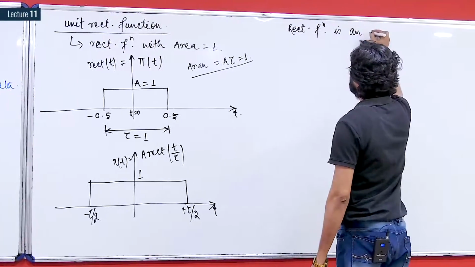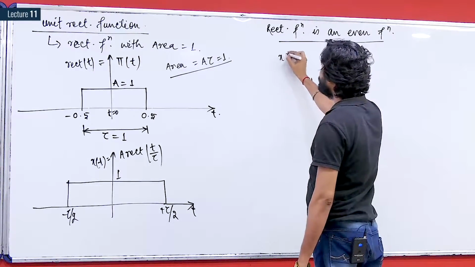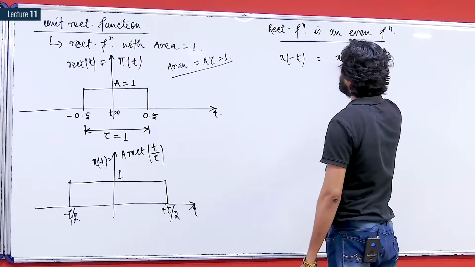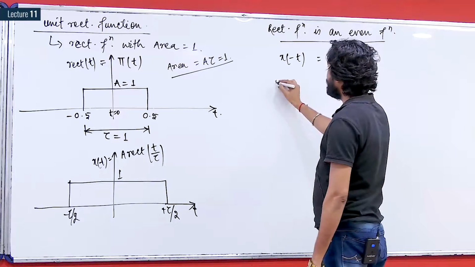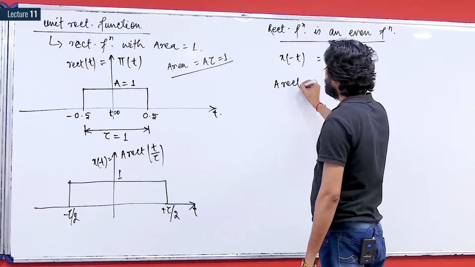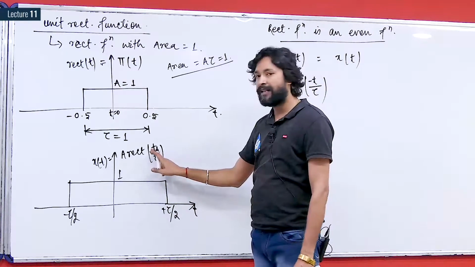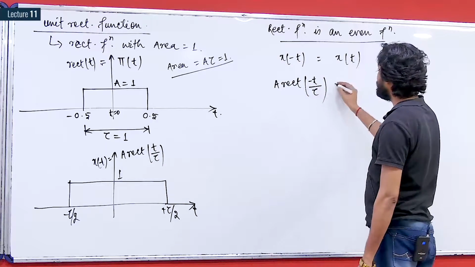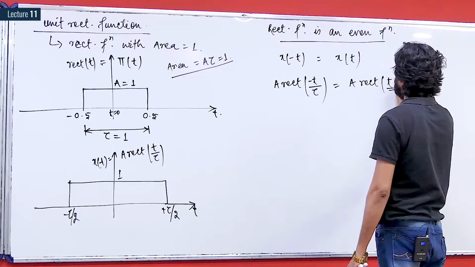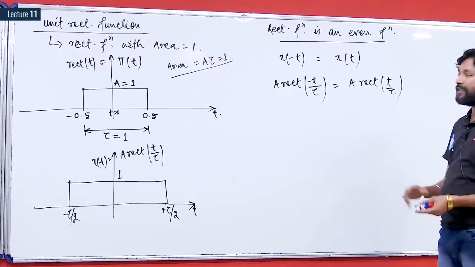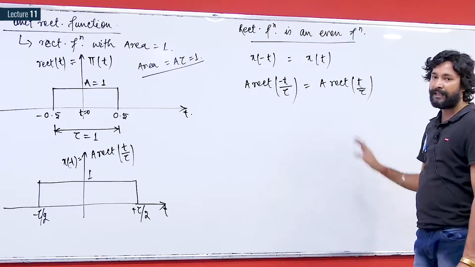So you can say that the rectangular function is an even function. And if a function is even, then x of minus t is going to be x of t. So if you take a rectangle of t upon tau, and in this representation, instead of t, you take minus t, then it is going to be the same as a rectangle of t. There will be no effect of time reversal, and you can just discard the sign of time reversal. So a rectangle of minus t upon tau will be the same as this.